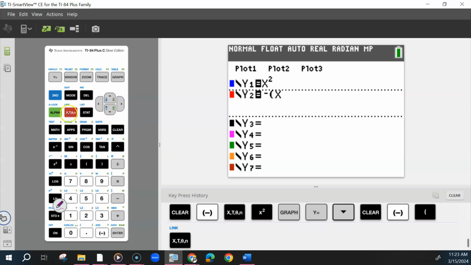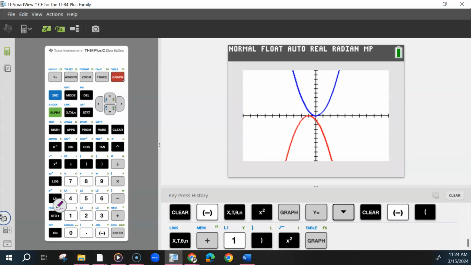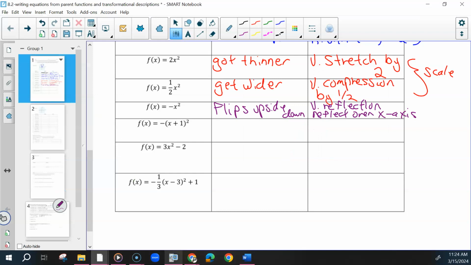Go back to negative x, what was it? Plus 1 inside parentheses squared. And go ahead and graph that. What happened with that? What changed? It shifted over to the left one, and, weird, it flipped upside down. So it did two things.